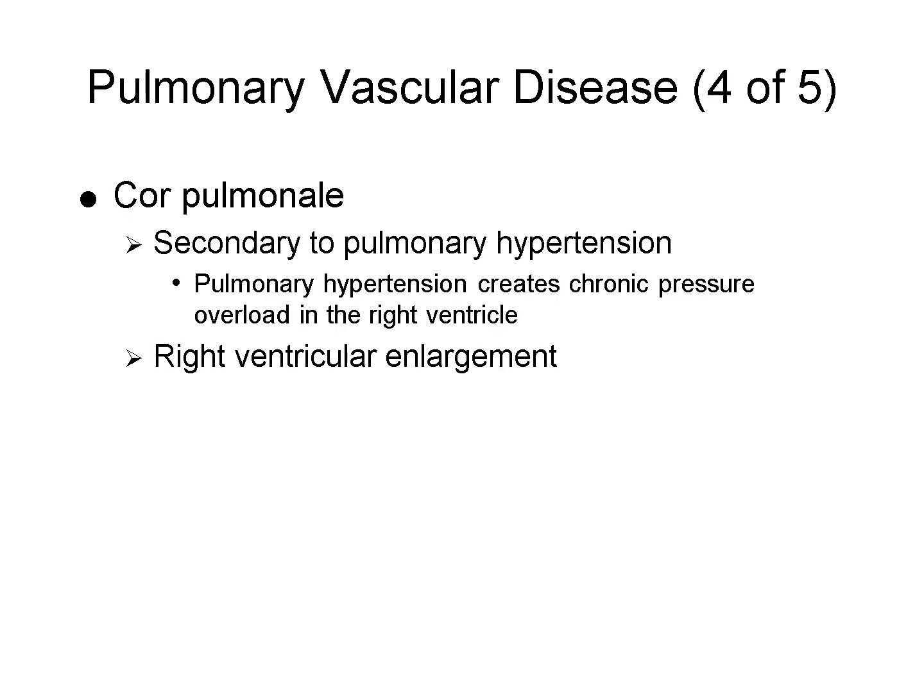Cor pulmonale is a condition in which pulmonary hypertension causes chronic pressure overload in the right ventricle, eventually leading to right ventricular enlargement and dysfunction. Unlike heart failure from left-sided disease, cor pulmonale originates in the lungs. It is commonly seen in patients with chronic lung disease such as COPD. Symptoms include swelling of the legs, shortness of breath, and jugular vein distension.